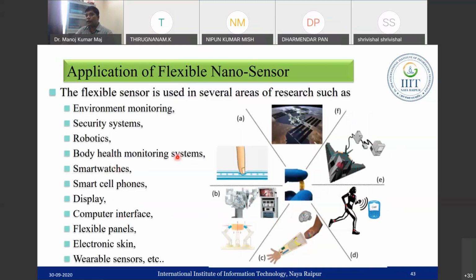We can use them in different areas, like environmental monitoring, security systems, robotics, body health monitoring systems, watches, and smart cell phones. Samsung has already produced flexible cell phones. Then flexible displays, computer interfacing, flexible panels, electronic screens, and wearable sensors. In all these cases, flexible nanosensors can be applicable, and it is a very great area of research for the future.